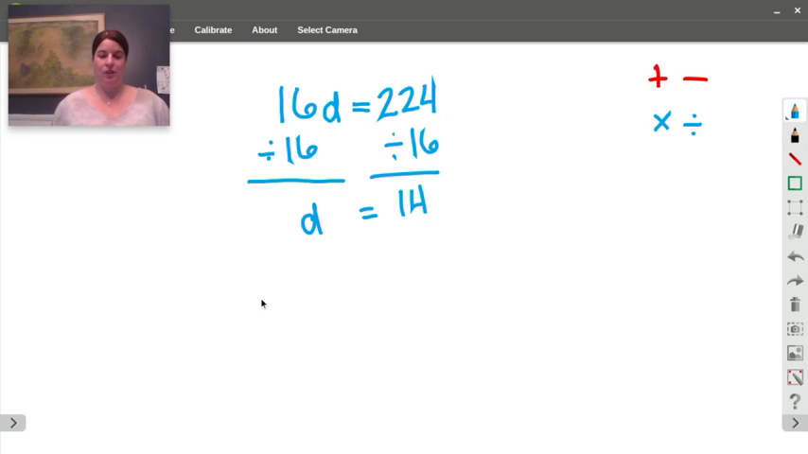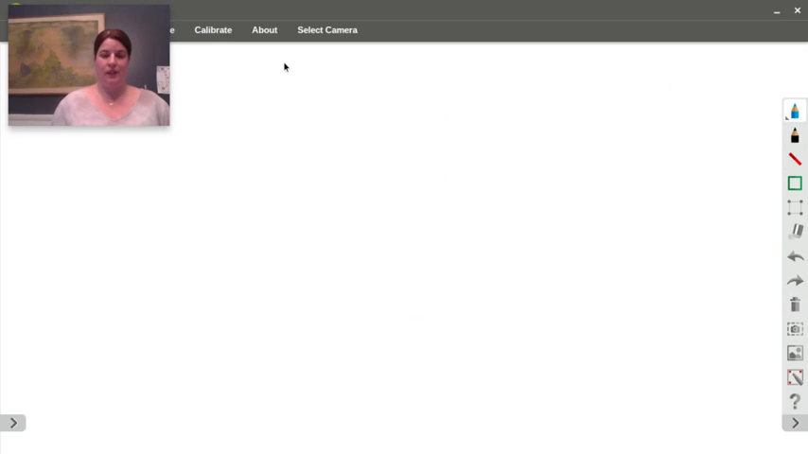Okay, and we can substitute this and do 16 times 14. Does it equal 224? It does equal 224. So this is a correct solution to this problem, that D equals 14. Okay, let's do a division one.